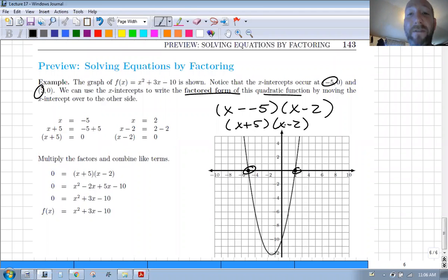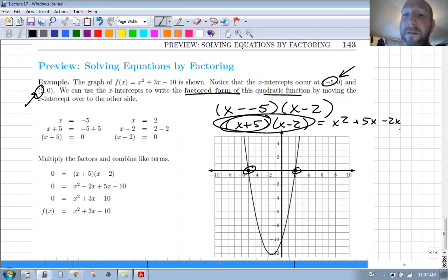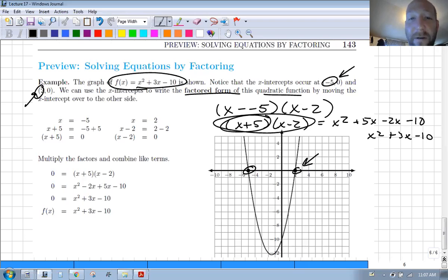Notice if I put a -5 in for x, this becomes 0. Sure, this is -7, but who cares? 0 times anything is 0. So by looking at the x-intercepts, we know what the function is. If we multiply this out, we get x squared plus 5x minus 2x minus 10, or x squared plus 3x minus 10, which is exactly what they wrote up here. So just by knowing these 2 points, we know what the function is, and that tells us what all the points are.